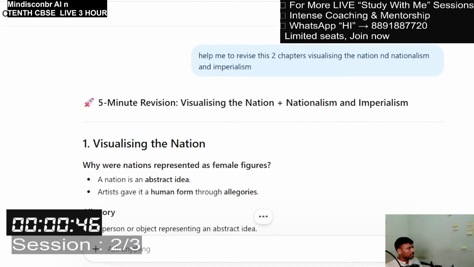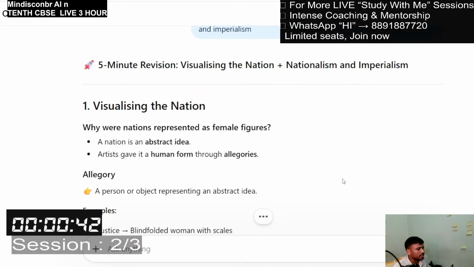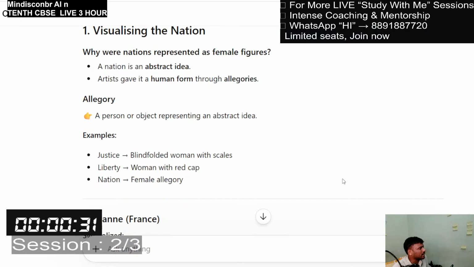Five-minute revision of visualizing the nation plus nationalism and imperialism. Visualizing the nation: why were nations represented as female figures? A nation is an abstract idea. Artists give it a human form through allegories. Allegory: a person or object representing an abstract idea. Examples: justice, a blindfolded woman with scales; liberty, a woman with a red cap; nation, a female allegory.